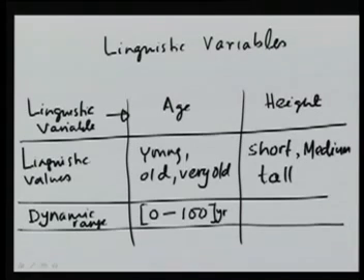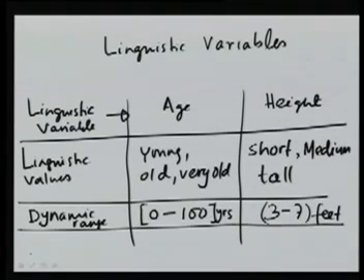So, this is in years. Similarly, for short, medium, tall, the height we can easily say 3 to 7 feet. We rarely see a person who is less than 3 feet, and also those persons are very rare who are above 7 feet. So, between 3 to 7 feet we can define the dynamic range for the height, and the linguistic values can be ascribed as short, medium and tall. And then after the dynamic range, we define the membership function.